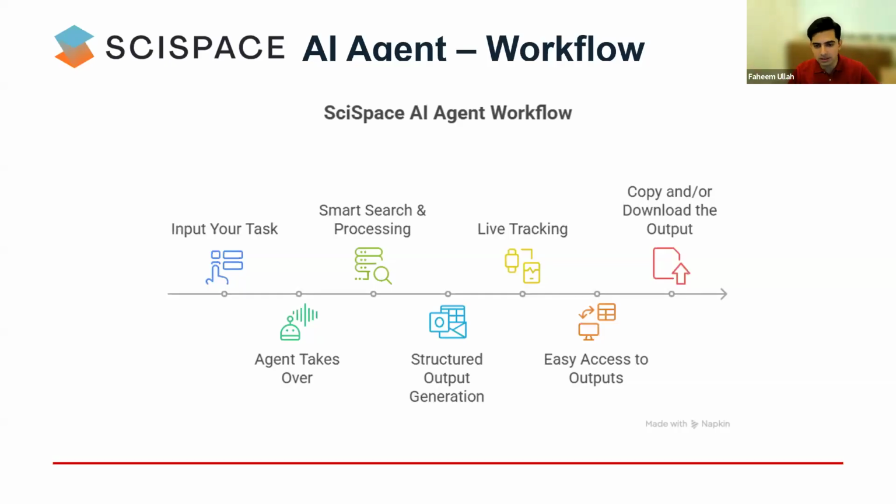For example, you can download it as a PDF file. You can download it maybe as a PPT file, and so on and so forth. So it gives you that leverage to have an almost ready output from the AI agent. So just to summarize, the use of it is very simple. Write in a few words what exactly you want it to do, and then leave it to the SciSpace AI agent.